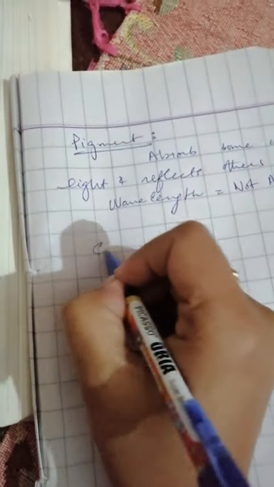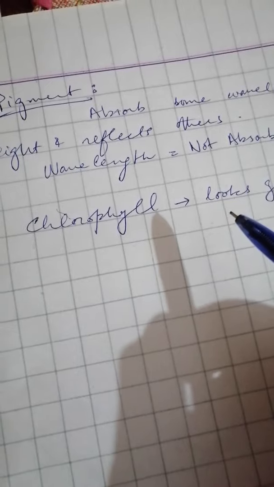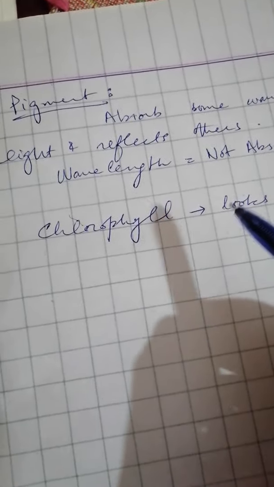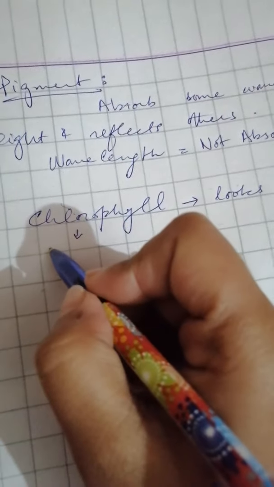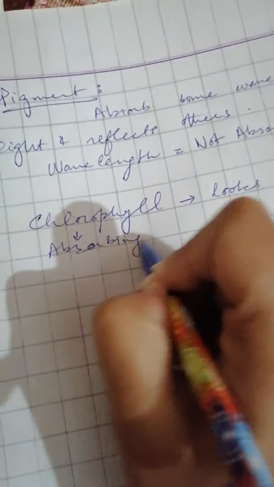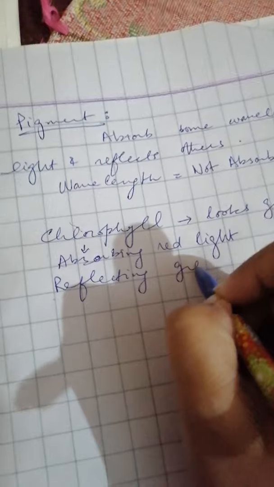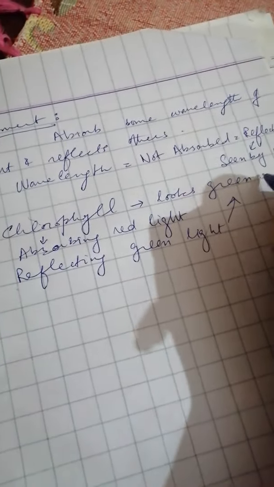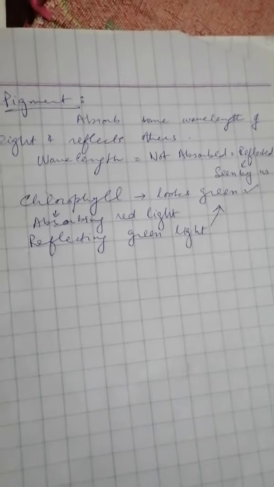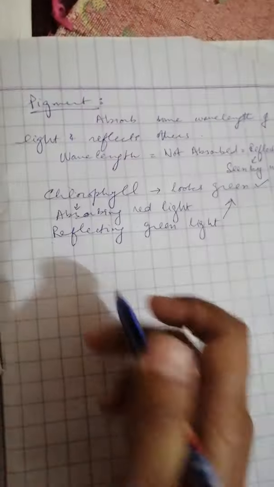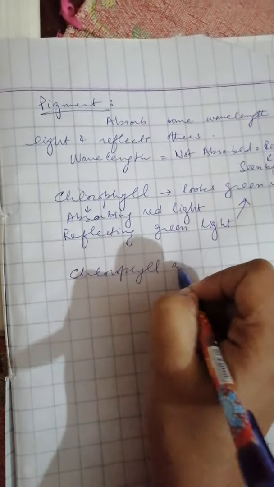So chlorophyll looks green. Why does it look green? Just because the pigment is actually absorbing red light, but it is reflecting green light, and that is the reason it looks green. In the same way, we have the majority of the chlorophyll pigments in the form of chlorophyll A and chlorophyll B.